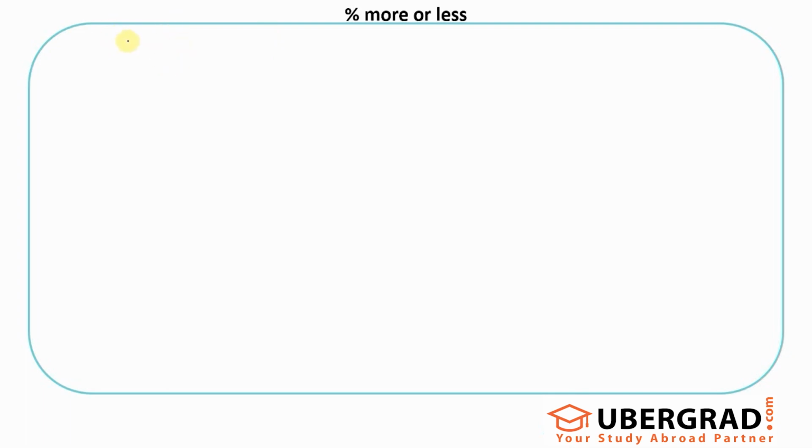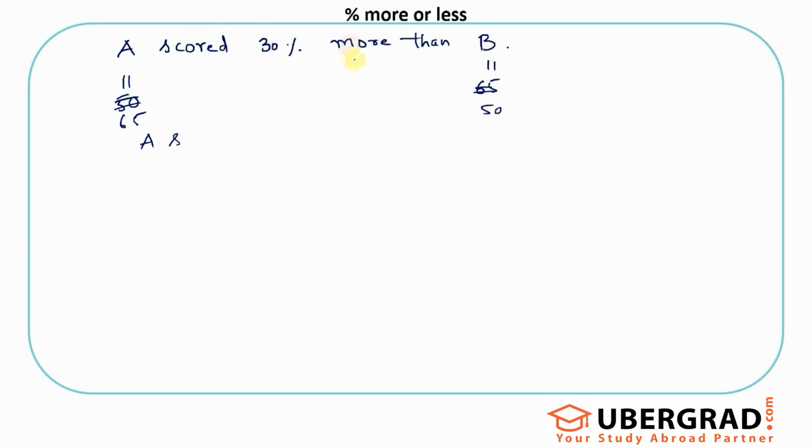So let's say there's a statement like this: A scored 30% more than B. Let's imagine that A scored 65 in the exam and B scored 50. Don't worry about that for now. Sorry, that's a mistake, it should be 65 here and 50, my bad. So A scored 30% more than B. B scored 50, A scored more than that, 65.